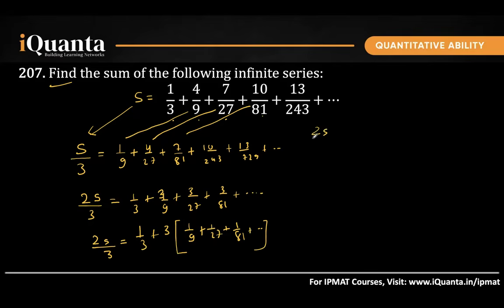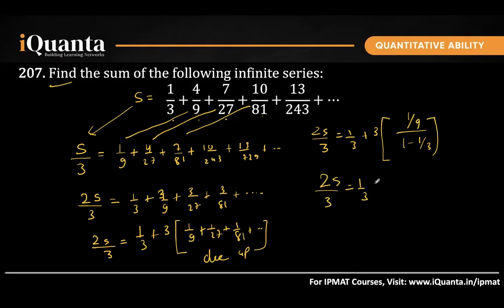So we finally have 2S by 3 equal to 1 by 3 plus 3 times this. This is an infinite decreasing GP, right? What is the sum of a decreasing GP? A upon 1 minus r. A is the first term, 1 by 9, and r is 1 by 3, the common ratio of this infinite GP. So what do we get? We get 2S by 3 equal to 1 by 3 plus 3 into 1 by 9 divided by 2 by 3, which will be 1 by 6. So 3 into 1 by 6 gives us 1 by 2.